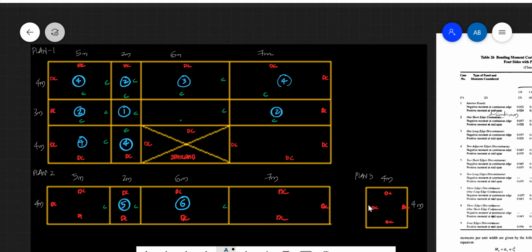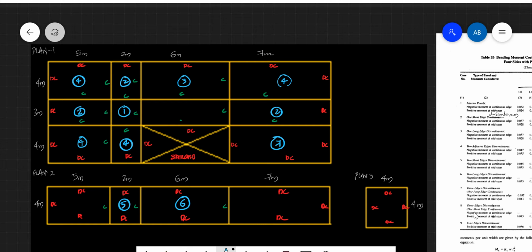The next one is the 3 edges discontinuous. 3 edges discontinuous means here it is discontinuous, here it is discontinuous, and here it is discontinuous. That is panel number 7. Now the next one is 3 edges discontinuous. 3 edges discontinuous means 1, 2, 3.